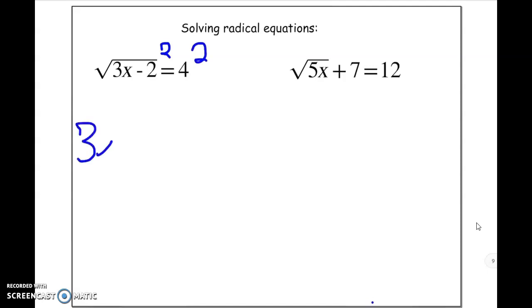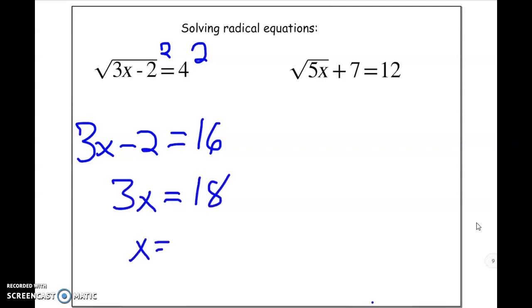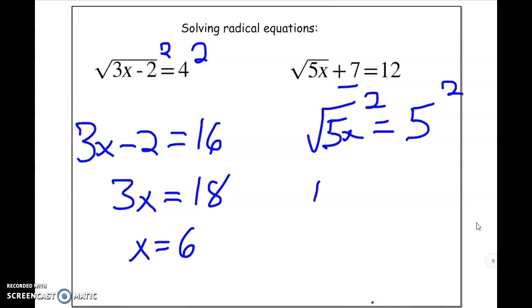So that side squared, just what's underneath comes out. 4 squared is 16. Now this is an algebra 1 problem, right? There's nothing crazy about this. Go ahead, you add your 2, divide by 3. Nice and easy. Over here, this 7 is on the outside of the radical, so we need to get rid of it first. So instead of adding 7, I'm going to subtract it. So that gives me this. Now radical by itself, go ahead, square it. So 5x equals 25.